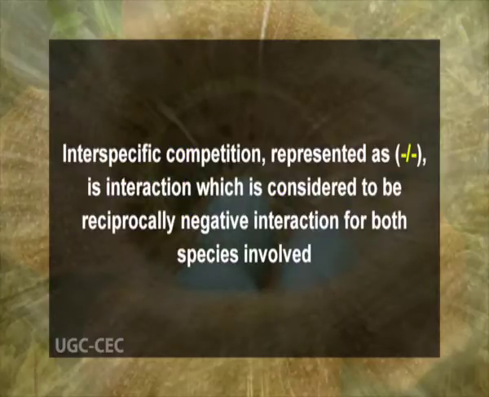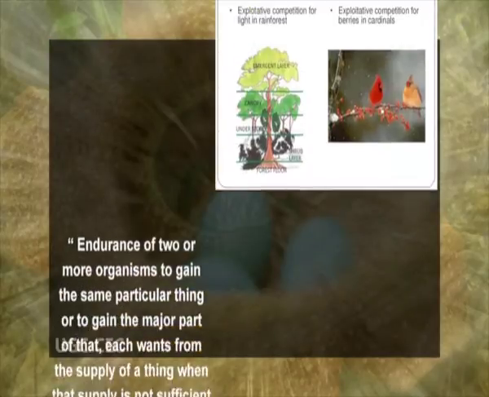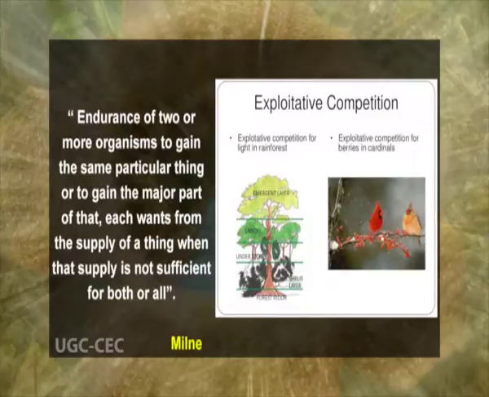Interspecific competition, represented as negative-negative, is an interaction which is considered to be reciprocally negative for both the species involved. Mill 1961 and Odum 1959 defined interspecific competition on the basis of cause of competition, known as exploitative competition, and effect of competition, known as interference competition, respectively. According to Mill, competition is the endeavour of 2 or more organisms to gain the same particular thing or to gain the major part of that. Each wants from the supply of a thing when that supply is not sufficient for both or all.